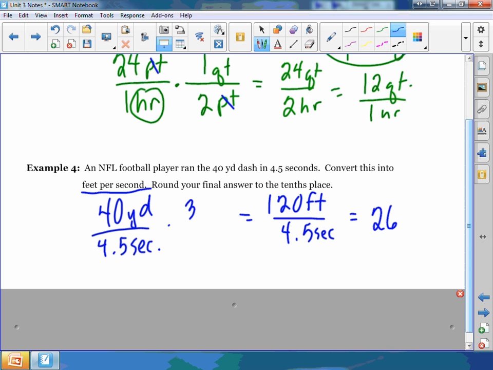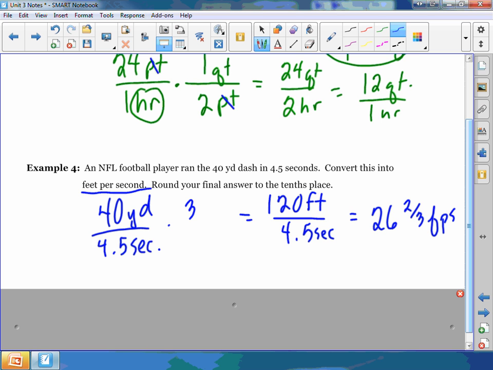26, it's not exactly 26 though, is it? It's 26 and 2/3. I'll just put FPS, feet per second. How many of you took 40 times 3 and then divided it by the 4.5? Okay, do we do it a different way then? Because this is right. This person is running 26 and 2/3 feet every second, which is really fast, by the way. So dimensional analysis, now I intentionally left what Finn gave us sort of skeletal here.